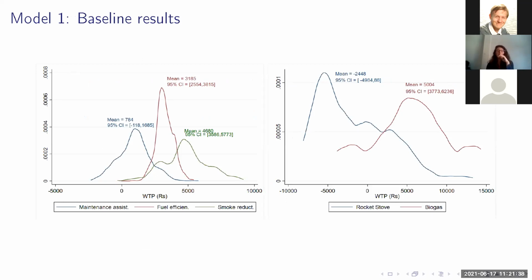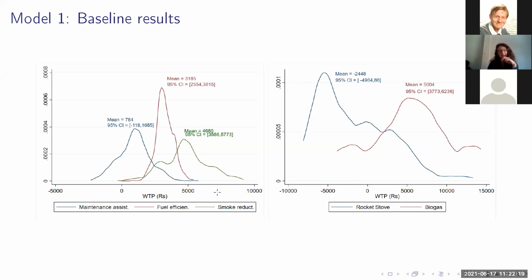So the first set of results I'm showing you is the baseline results, where we have the willingness to pay for each attribute on the left, and then the willingness to pay for each technology after controlling for the attributes on the right. What I'm showing you is the distribution, because what the random parameter logit does is it considers that each household might have a different willingness to pay for this technology. And so it provides a distribution of what the willingness to pay will be over all the households. And I've included the mean and the confidence interval for the mean.